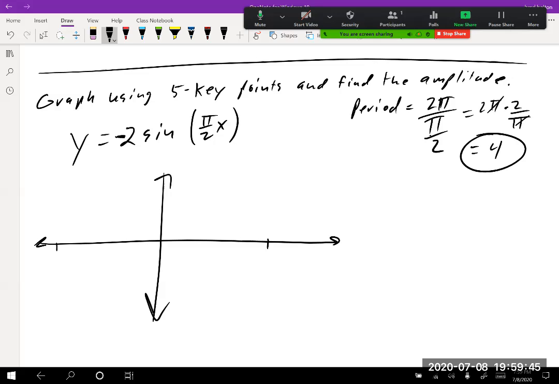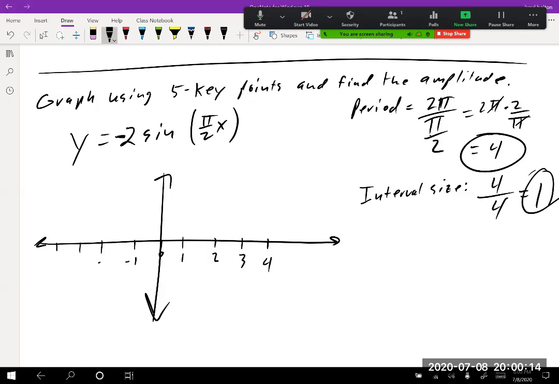Now what we want to do is cut that. So for our interval size, we're going to take 4 and divide it 4 ways, and we get 1. So we now have 1 for our interval size as well. Okay, so that means right here, I'm going to put 4, then I'm going to cut it and cut it and cut it. That's a little too big. Okay, so then this is 1, 2, 3, 4. And I'll even put 0 right here. Now if I wanted, I could do the same over here. Okay, now we need to know our amplitude.